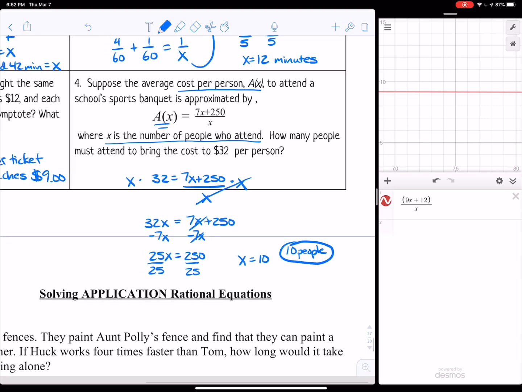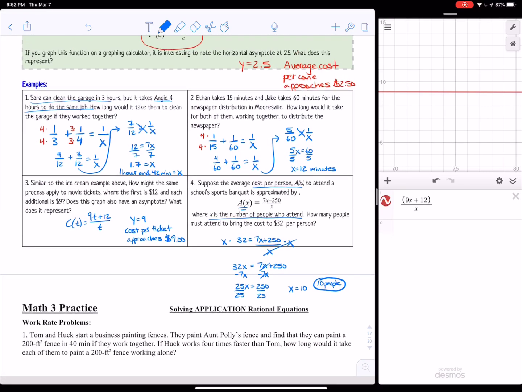So those are just a few examples of how we can use rationals to apply to our everyday life.